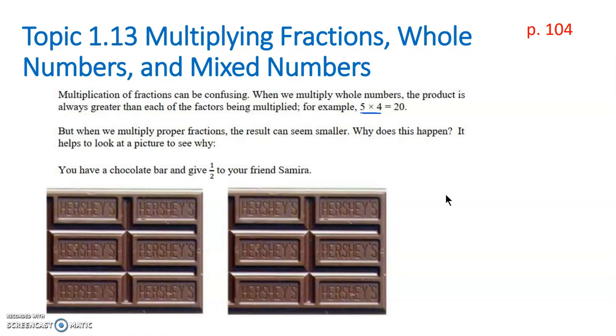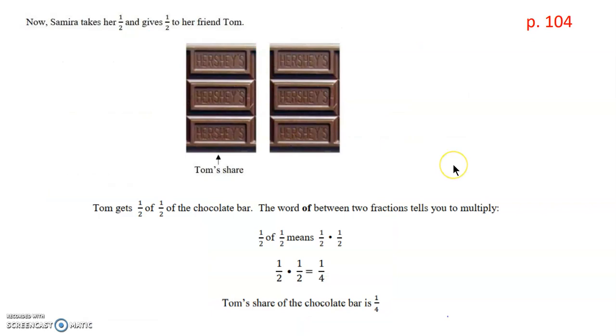Why does this happen? Multiplication of fractions is different than multiplying whole numbers. In this example, you have a Hershey's chocolate bar, and you break it in half, and you give half to your friend Samira. So Samira gets half, and you get half. Now Samira wants to share the love, and she takes her half, and she breaks it in half and gives half of it to Tom. So Samira's share and Tom's share. So Tom gets half of the chocolate bar.